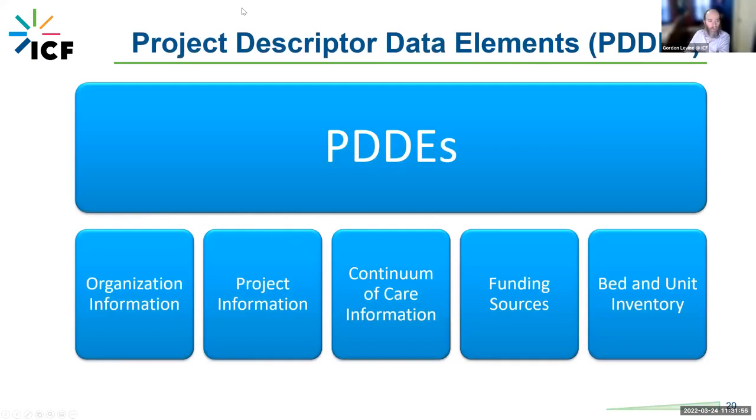All right. So project descriptor data elements. This is organization information, project information, CoC information, funding sources, bed and unit inventory. This is fundamentally the high level, what we would call metadata about the project, that tells you what the project is, who it's with, what it's for, and so on.